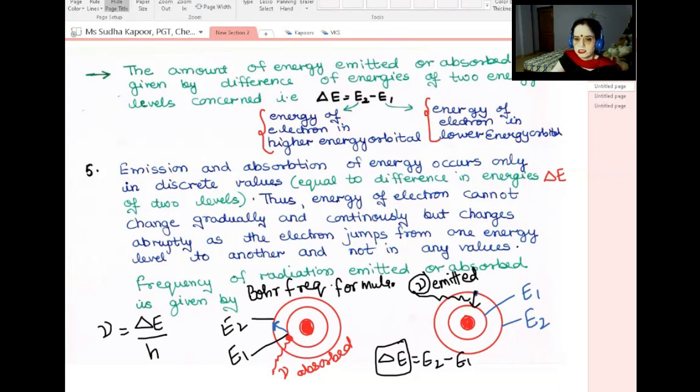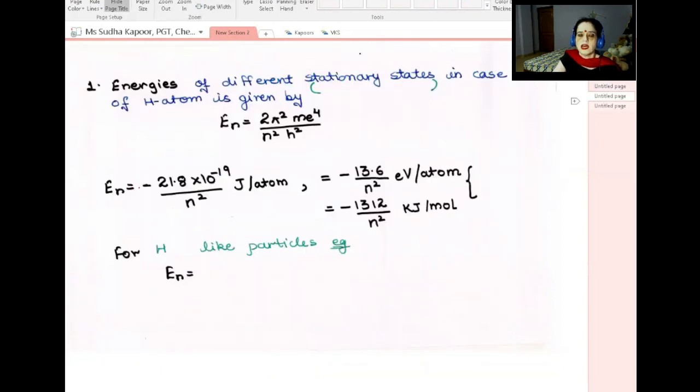So these are some very good attempts done by Bohr. Now we come to very important formulas as given by Bohr. These are some important formulas that are going to help us when we will be doing the numerical part.